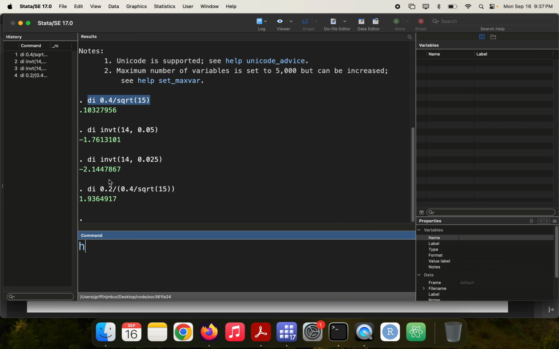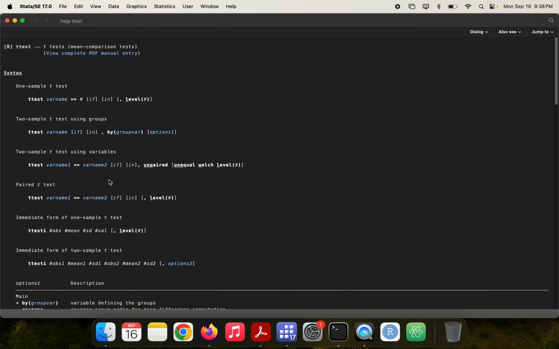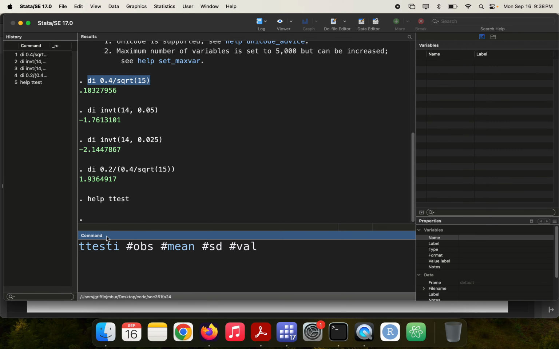To find out what that is, you can just write help ttest. And notice that we have this immediate form of the one sample t-test. We can just copy paste that syntax here. And it says ttesti observations. Okay, we had 15. The mean. Okay, in this particular case, that actually means the mean we want to test, so 8. It's going to give the same answer, more or less, if we swap them, but easier to not swap them.